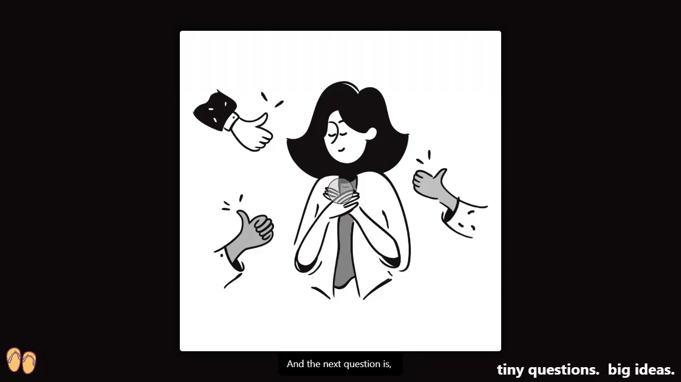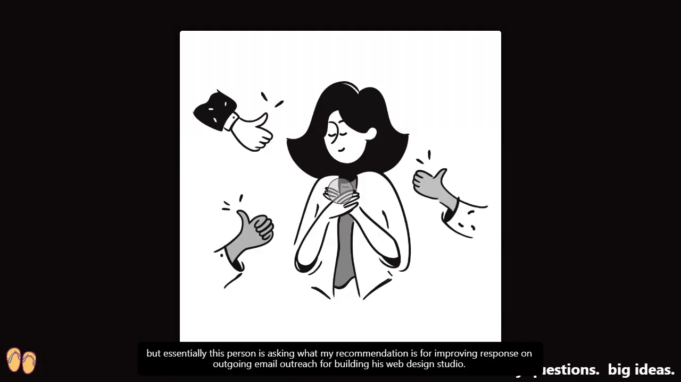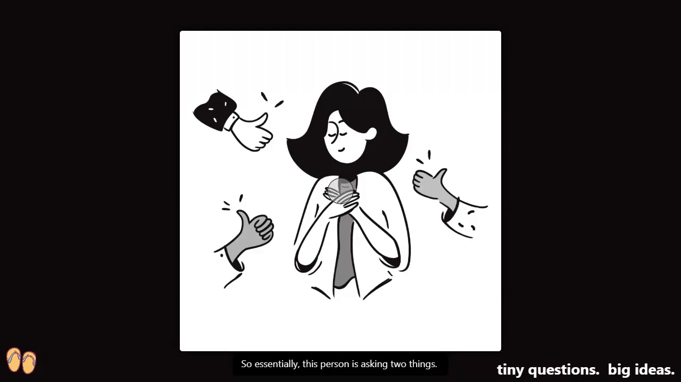And the next question, I'm going to actually paraphrase this because it's a little bit jumbled in terms of the wording. But essentially, this person is asking what my recommendation is for improving response on outgoing email outreach for building his web design studio. So essentially, this person is asking two things. One, about my recommendation for email blast software to do these automated business-to-business email outreach campaigns, and then what to actually write in the email itself to improve what appears to be relatively anemic conversions for his business currently.